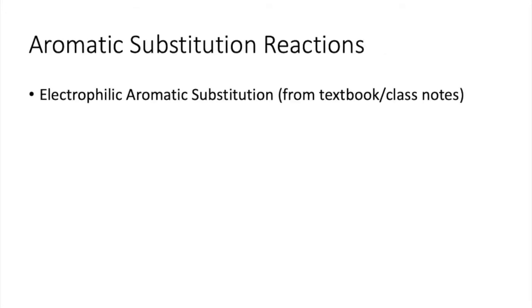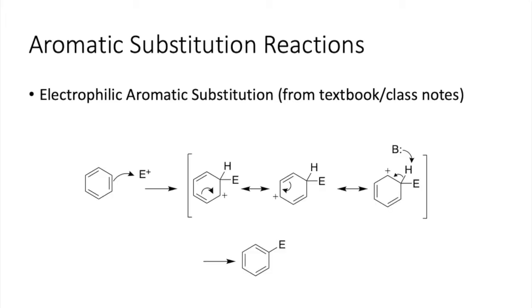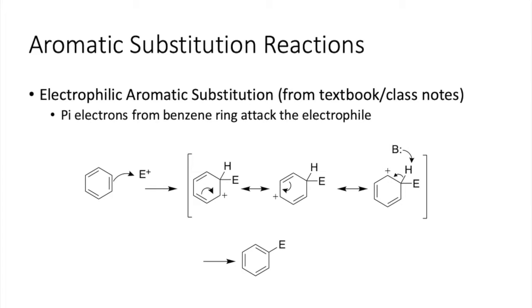So a little bit about aromatic substitution reactions. One of the types of aromatic substitution reactions that we talked about previously is electrophilic aromatic substitutions. So here's the mechanism for that. For these ones, the pi electrons from the benzene ring are used to attack the electrophile, and then the intermediate that is formed is stabilized by resonance structures, and then in order to get the final product, some type of base removes the proton, and then you form your aromatic ring.